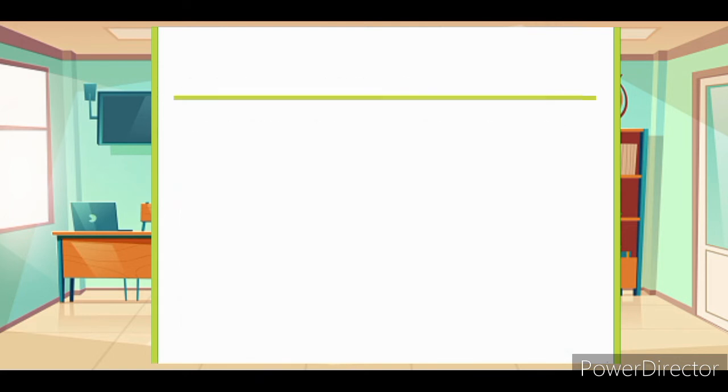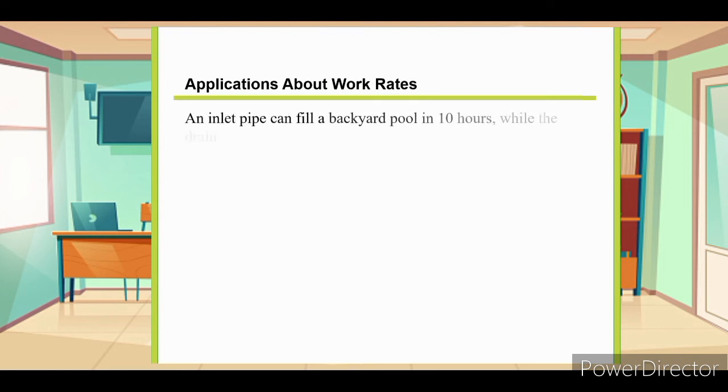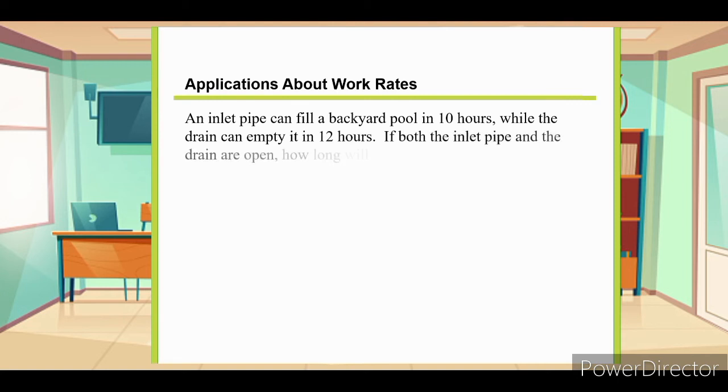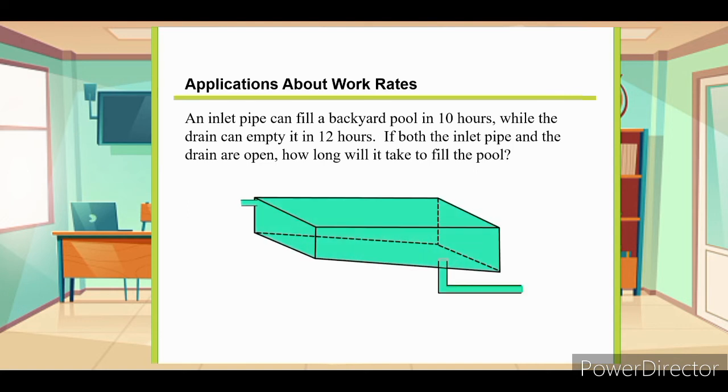Here is an example of a work rates problem. An inlet pipe can fill a backyard pool in 10 hours, while the drain can empty it in 12 hours. If both the inlet pipe and the drain are open, how long will it take to fill the pool?